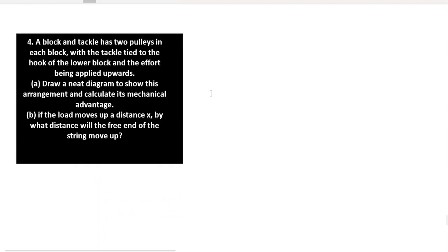Last solved example. A block and tackle has 2 pulleys in each block. Okay, 2 pulleys in each block means there are 2 blocks, so number of pulleys is 4. So velocity ratio is also 4. Okay, effort being applied upward.